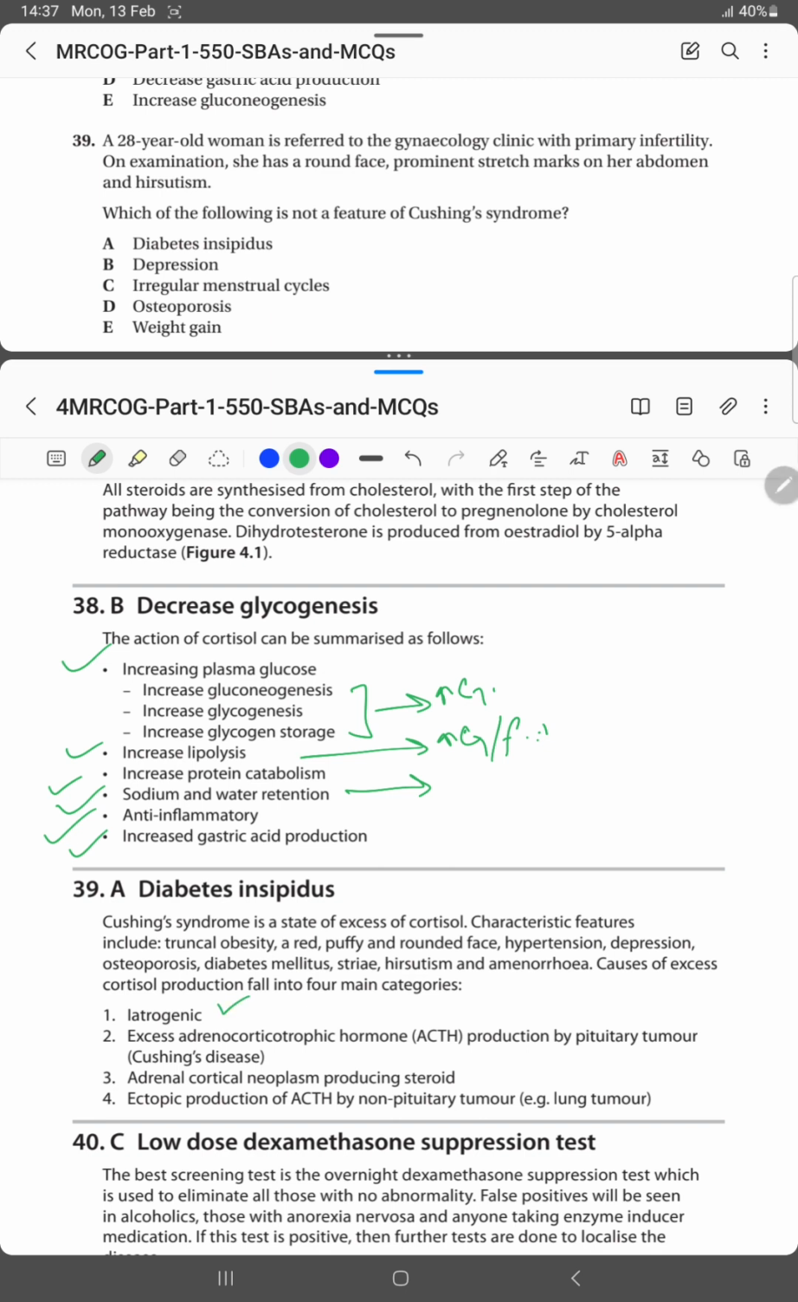The causes of excess cortisol production fall into four major categories. They are iatrogenic, yes, it can be done iatrogenically; excess adrenocorticotropic hormone production by a pituitary tumor, which is known as Cushing disease; the adrenal cortical neoplasm producing the steroids; and the ectopic production of ACTH by non-pituitary tumors, for example lung tumors.